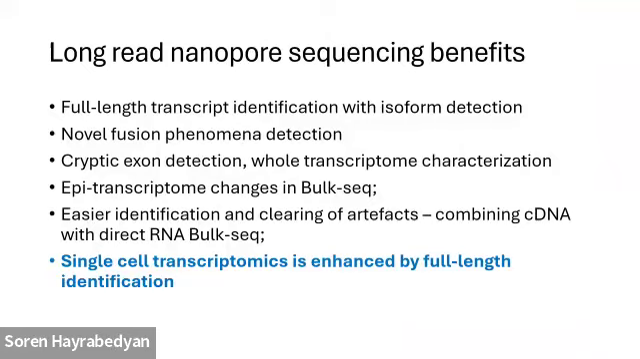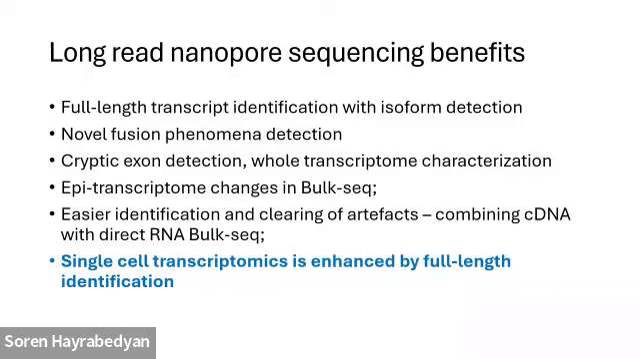So why long-read nanopore sequencing? One of the benefits is the full-length transcript identification and isoform detection. Novel fusion phenomena detection, because sometimes you directly sequence the actual molecule. You do not gather this information through bioinformatics, you just sequence the real molecule. Also, cryptic exon detection is easier with this kind of method because it sequences a longer piece of RNA directly or indirectly. And the ability to make a deeper whole transcriptome characterization.